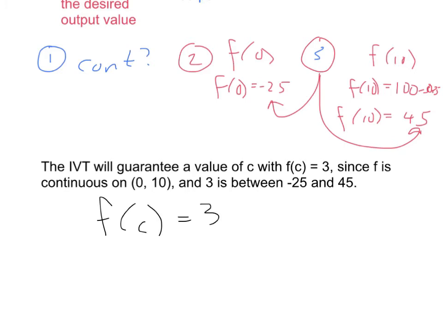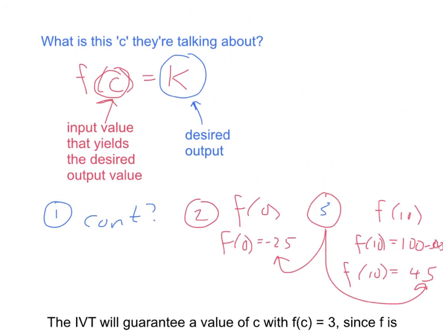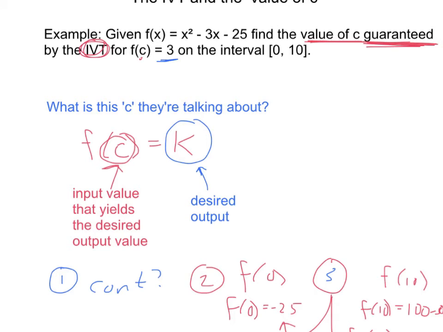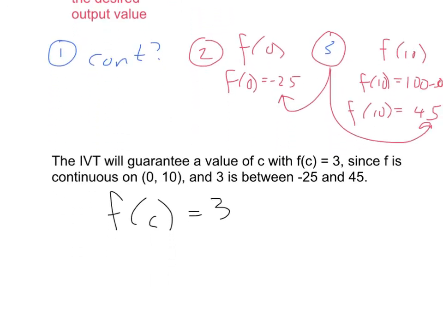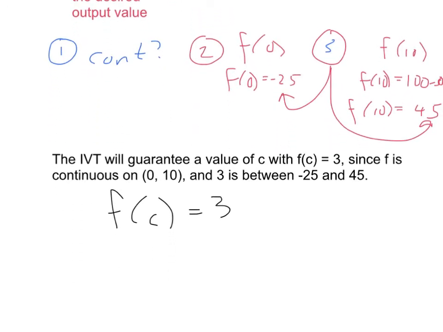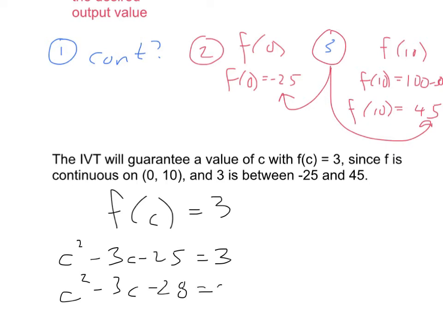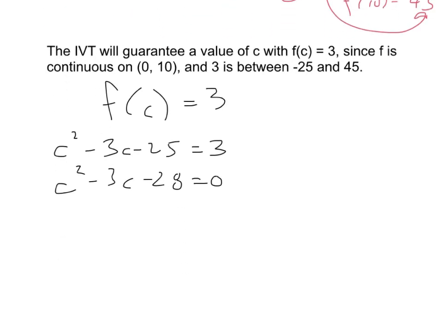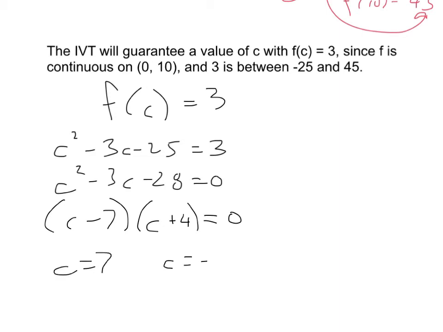Now what is f of c? Well, remember what f of x was. F of x, back in the beginning of the problem, was x squared minus 3x minus 25. So f of c would be c squared minus 3c minus 25. We just need to solve this equation, and I'm going to solve that by factoring, not a big deal. So c squared minus 3c minus 28 equals 0. When I factor this, I'll have c minus 7 and c plus 4. So my two solutions seem to be 7 and negative 4.